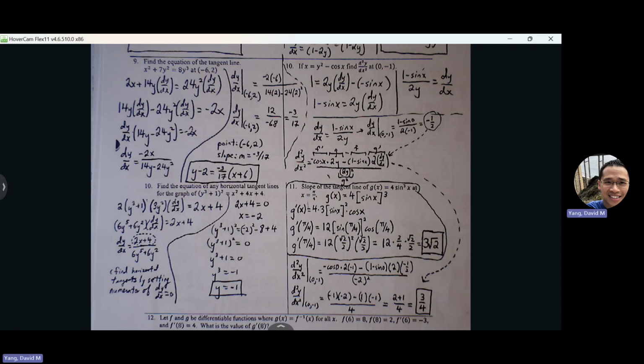Number 10, find the equation of any horizontal tangent line. So ultimately, this means that once you find your dy/dx, you're just setting the numerator of your derivative equal to 0. So a horizontal tangent line is found by setting the numerator of the derivative equal to 0 and solving for the variable. And then your vertical tangent line is found by setting the denominator of your derivative equal to 0.